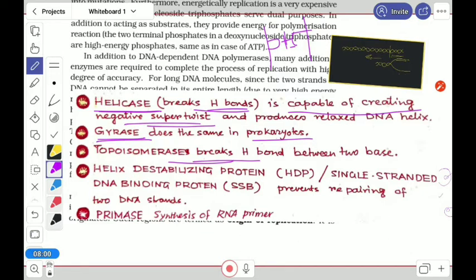Okay, if the hydrogen bond is broken, then one chance is that it will rejoin again. So for that, the helix destabilizing protein HDP and the DNA binding protein SSB prevent that rejoining. Primase, another one, synthesizes the RNA primer, which is the initiation point of DNA replication. Okay, so these are the enzymes which help in the process of super twist relaxation.